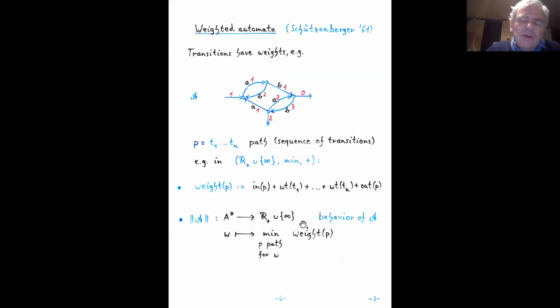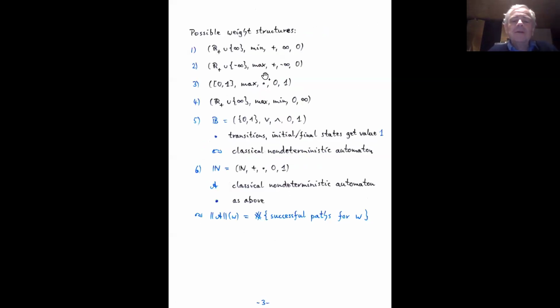And we might define the behavior of the automaton in the following way: as a function from A star into the non-negative reals. For any word, we look at all the paths P realizing this word. We take the weight of the path given in this way, and then we take the minimum. So we have the optimistic point of view that the automaton chooses the path with a minimal weight. So for a longer path we take plus, and of all paths we take minimum. We might also do it differently: instead of minimum and plus, we might do it with maximum and plus.